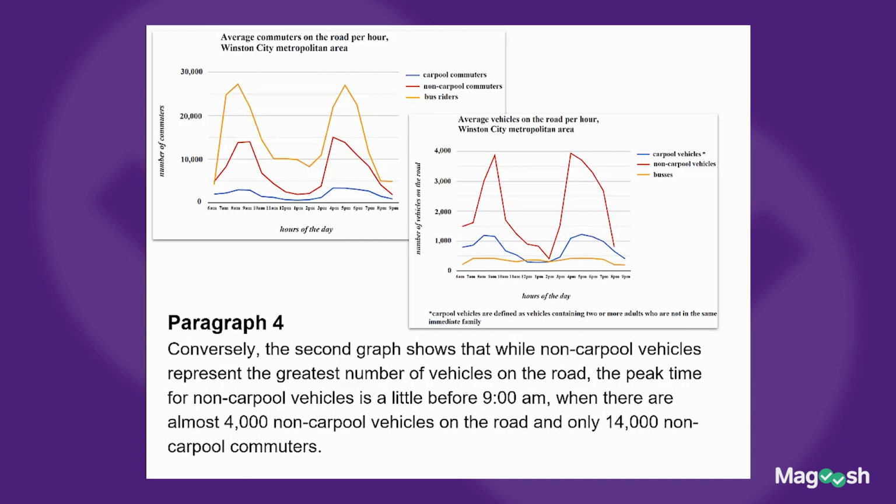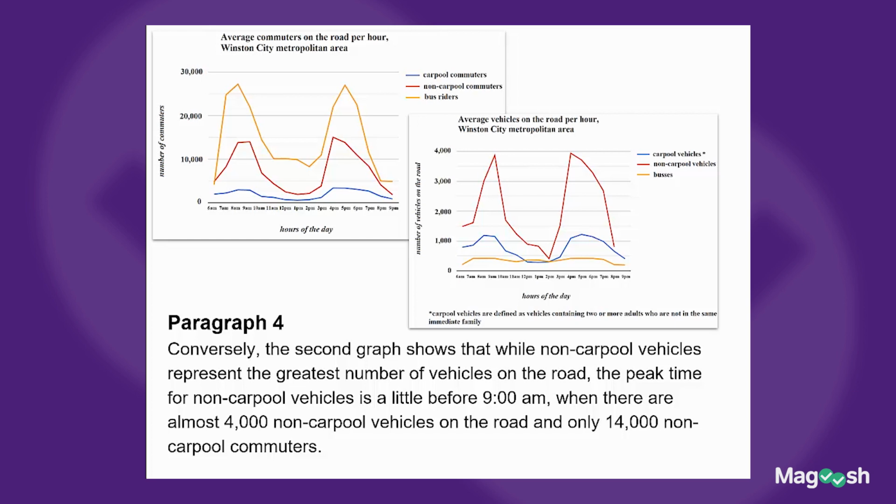Okay, the last paragraph then shows a kind of opposite trend. It says, conversely, the second graph shows that while non-carpool vehicles represent the greatest number of vehicles on the road, the peak time for non-carpool vehicles is a little before 9 a.m., when there are almost 4,000 non-carpool vehicles on the road and only 14,000 non-carpool commuters. Okay, so presenting a contrast then.